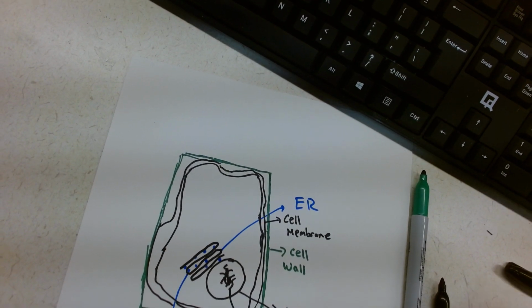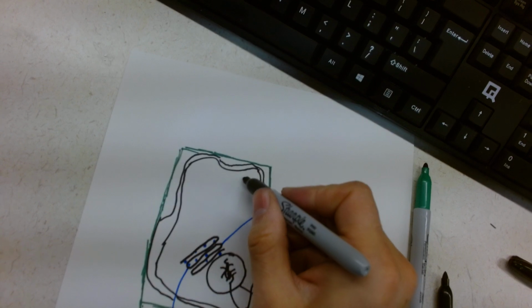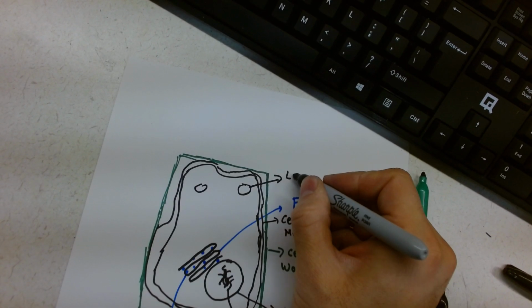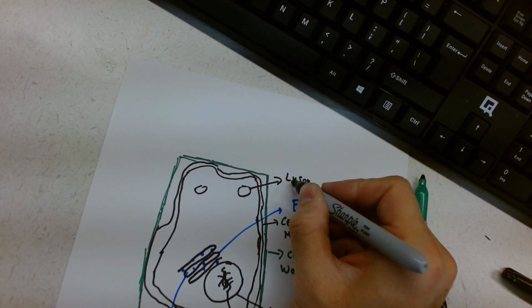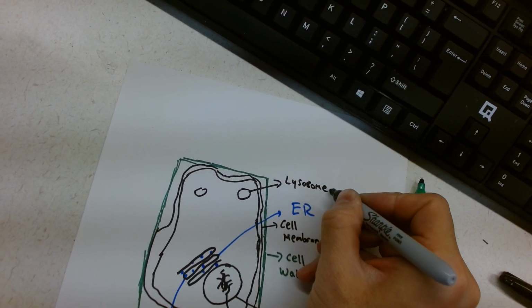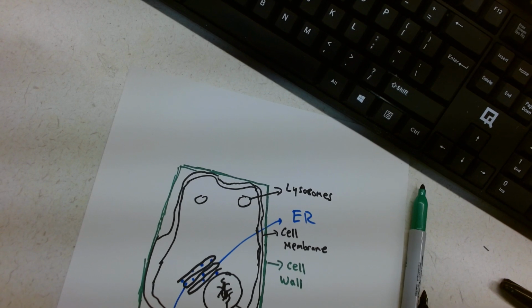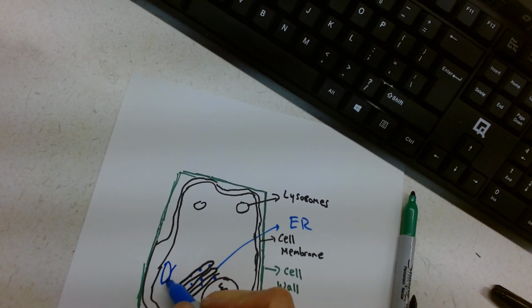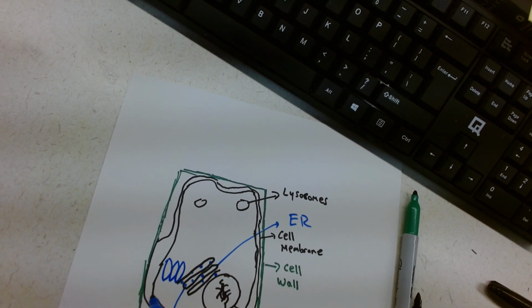As we have in the animal cell, we also have these lysosomes, which will clean and destroy things. We also have the Golgi body, where things get packaged up and shipped outside.